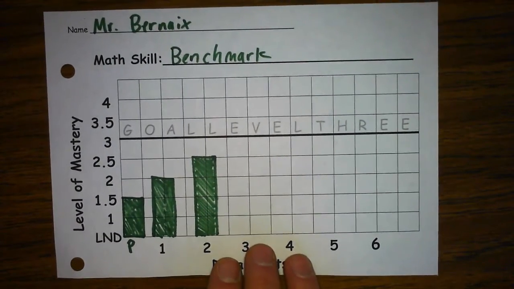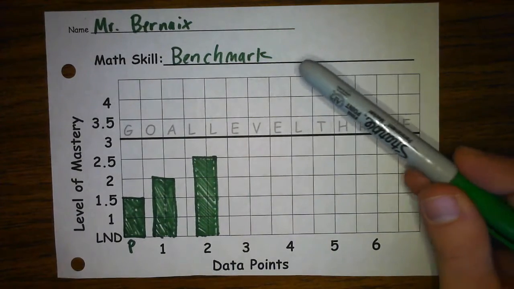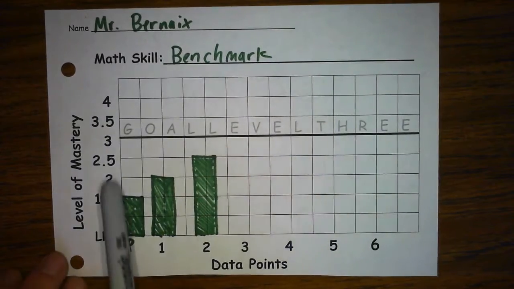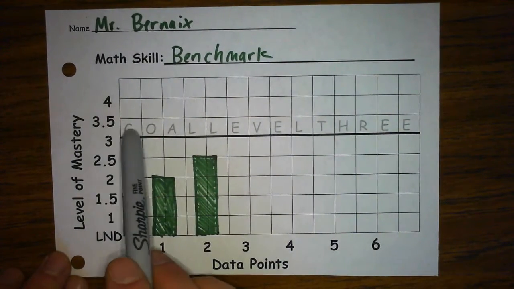So go ahead and put your name, and I put the math skill as benchmark because that's what we're tracking. And our goal is level 3. So that's what this line means. We're trying to get our scores above that level 3 on the benchmark.